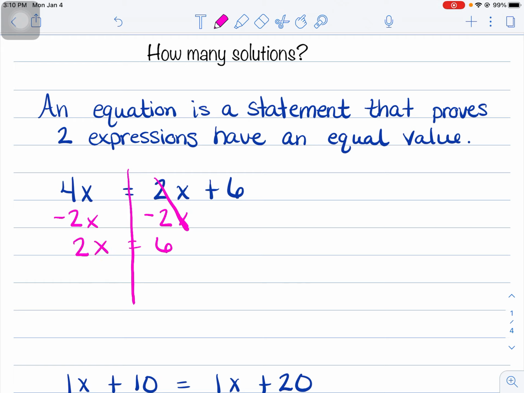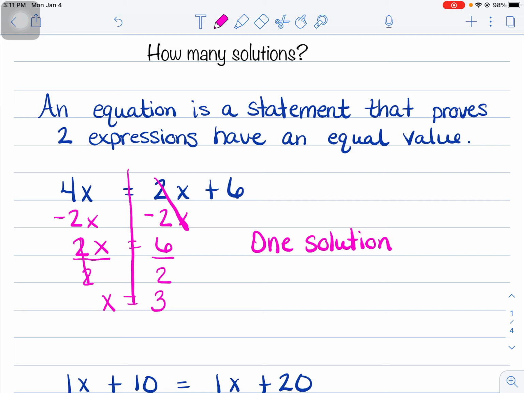I have 2x. So now that I have my numbers by themselves and my variable by itself, I need to then get the coefficient away. So I divide by my coefficient of 2 on both sides. 2 divided by 2 is 1. That's why I'm left with just 1x. And 6 divided by 2 is 3. So in this case, I have one solution. I have one solution, and this tells me that anytime in this problem, x is going to equal 3.